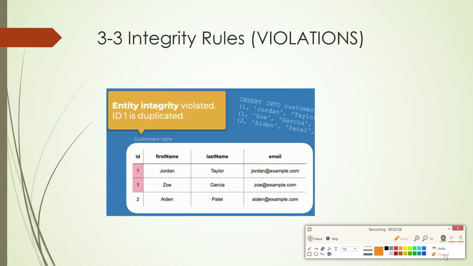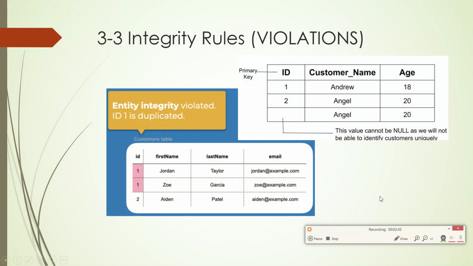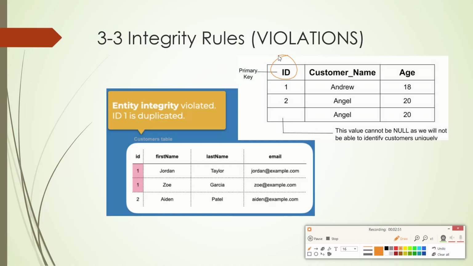Now let's see another example. This is a customer table and ID is the primary key, and there are three records, but the primary key value for the third record is missing. This is a null value or empty value, so the DBMS will not allow you to save this record. So this is a violation of the integrity rule.